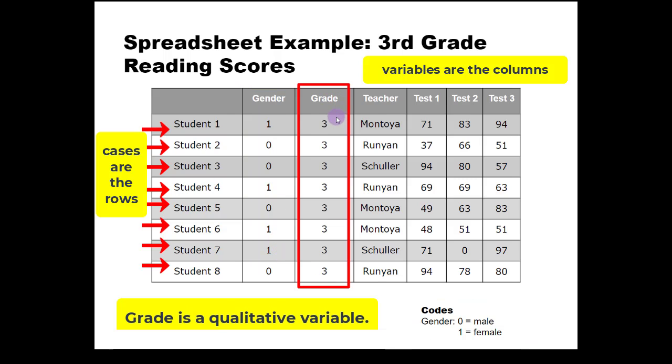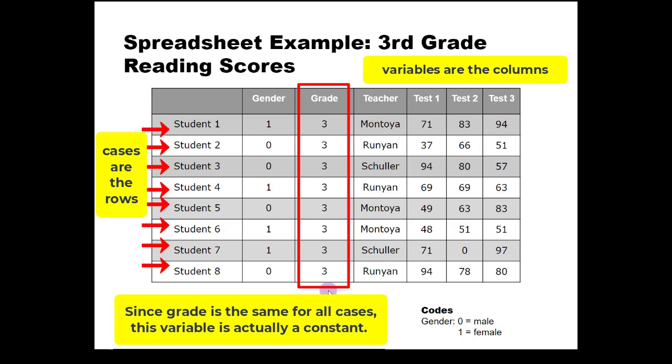For the grade, it appears that only third graders were used in the study. So this variable happens to be a constant. There really wouldn't be a need to include this information in the spreadsheet, but the researcher has gone ahead and done so.